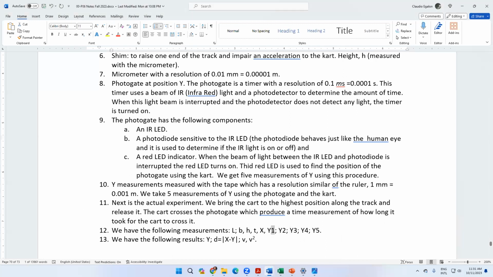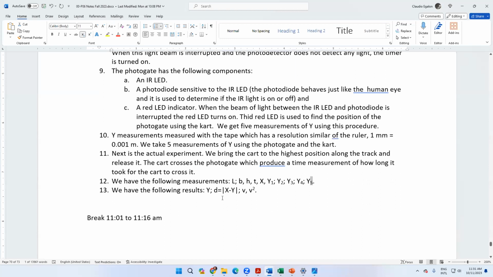Yeah. Here you go. That's what I want. Okay. And we have this result here, right? That is the average of those 5 Y's. Watch out for the significant digits.